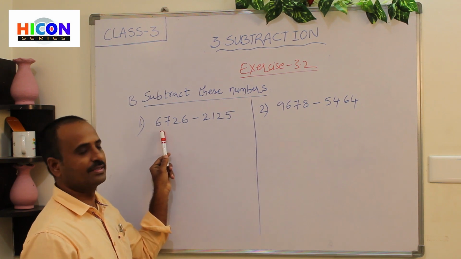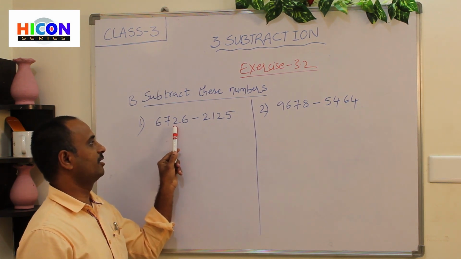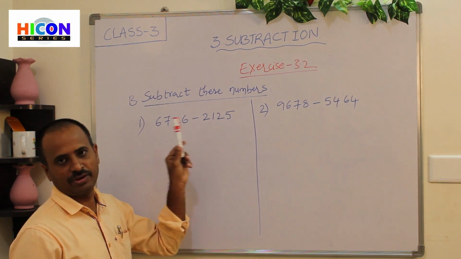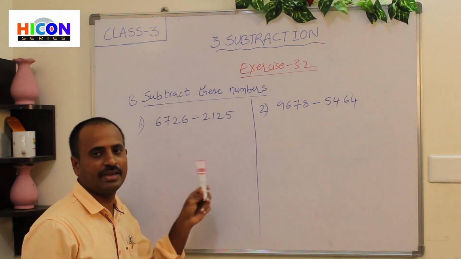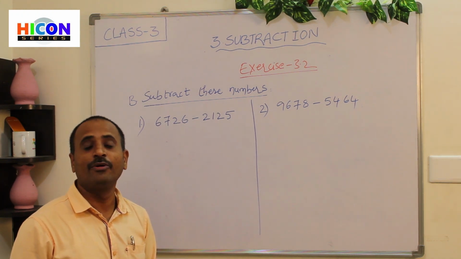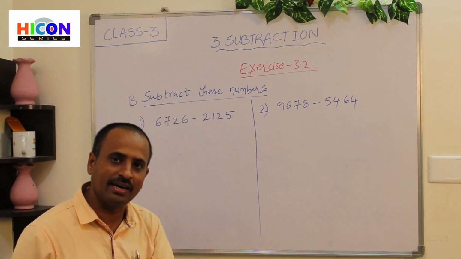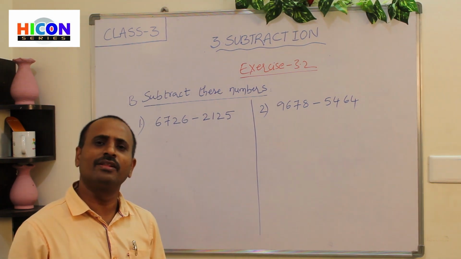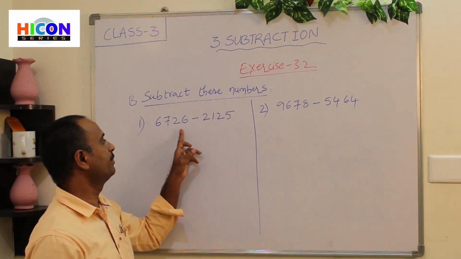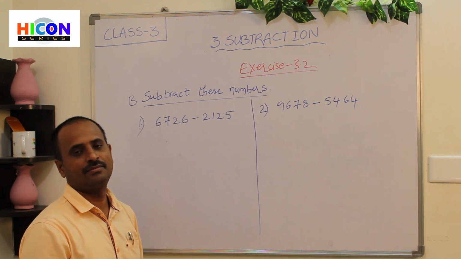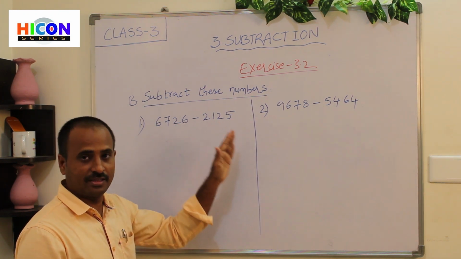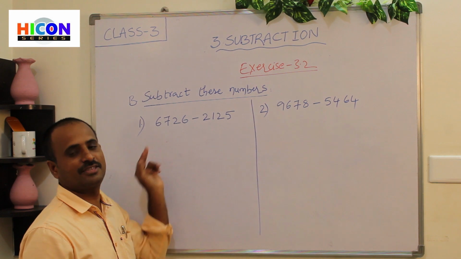So the first number is 6726 minus 2125. So how can we do this subtraction? In the previous section they had given the numbers one below the other, and we did the subtraction. Here they have given the 2 numbers one beside the other. If the numbers are given one beside the other, this is called horizontal subtraction.